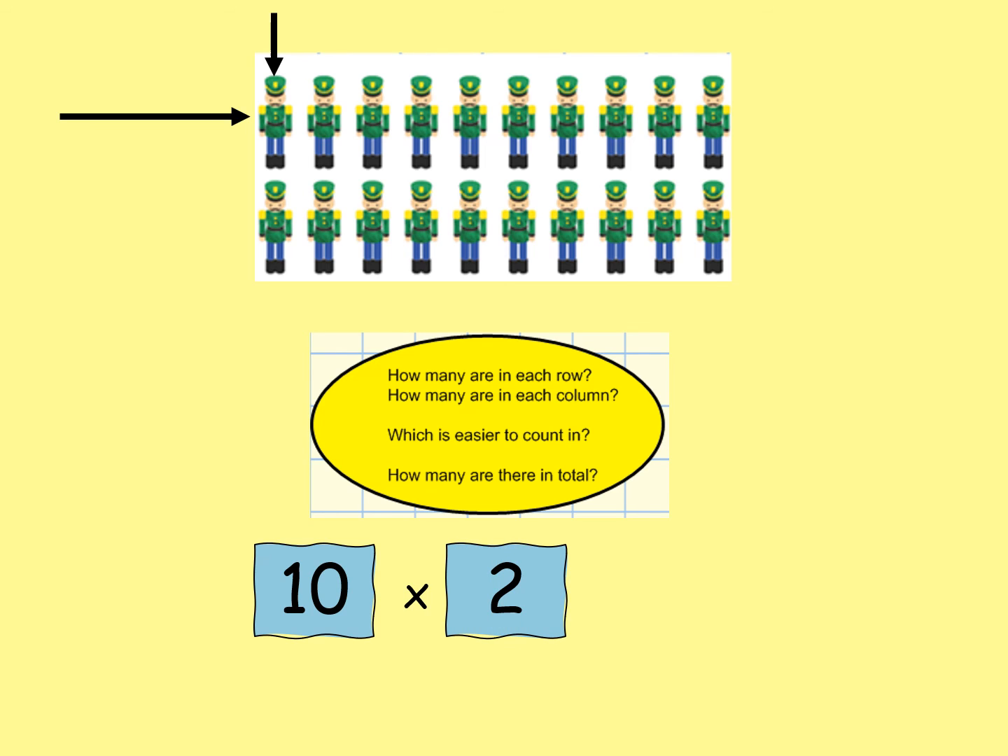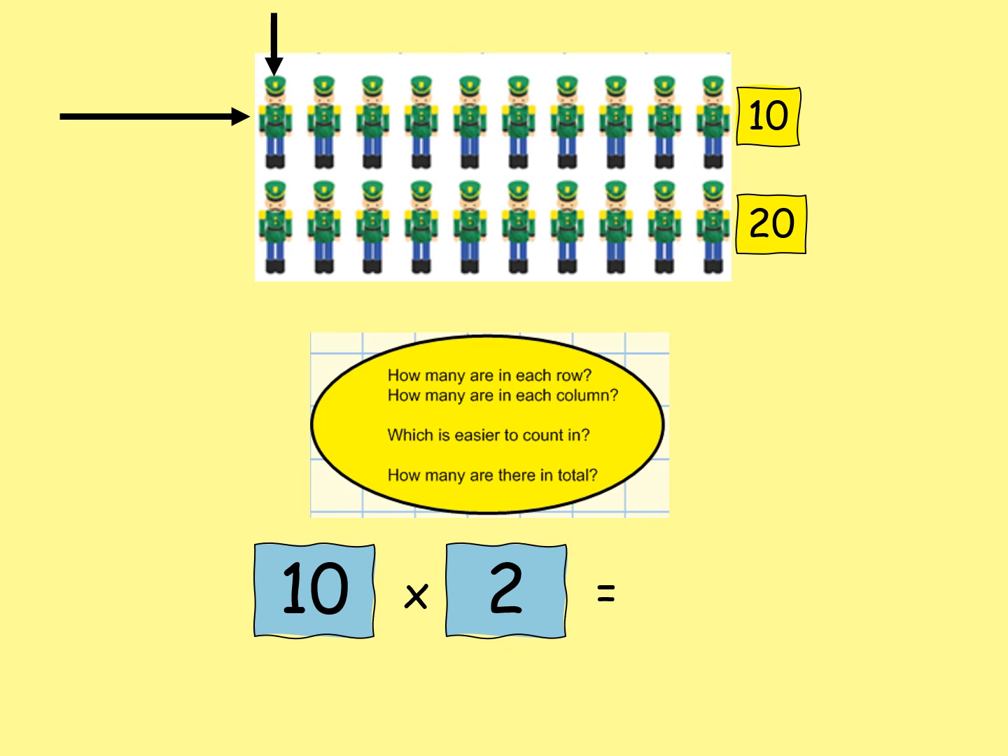Now, if we wanted to find out how many there were altogether, children, what could we count in? We can count in our 10s and we can count in our 2s. So let's have a go first at counting in 10s. So we've got 2 rows of 10s. So there's 10 in this row, so that's 10. Count another 10, 10, 20.